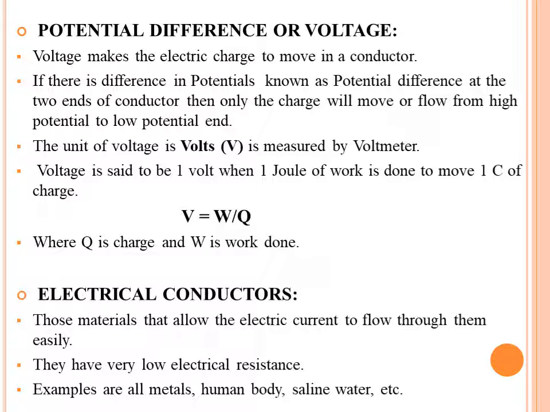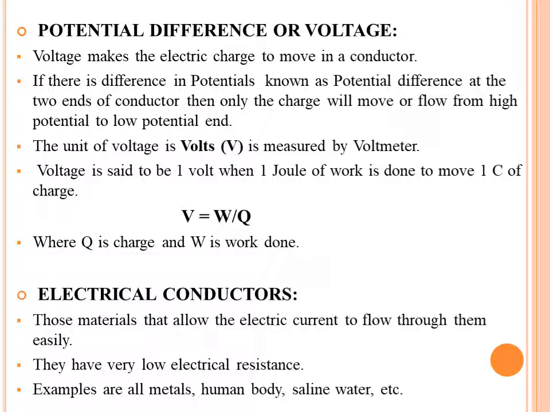The next one is potential difference or voltage. This one is a new term for you. We already know that in a conductor, whenever electric charge flows, electric current flows. But can the electric charge flow by itself? No, it cannot. We have to provide a potential difference or a voltage. A cell or a battery provides this. The cell or battery provides a voltage to the circuit or conductor so that the electrons can move. So we can say voltage makes electric charge move in a conductor.